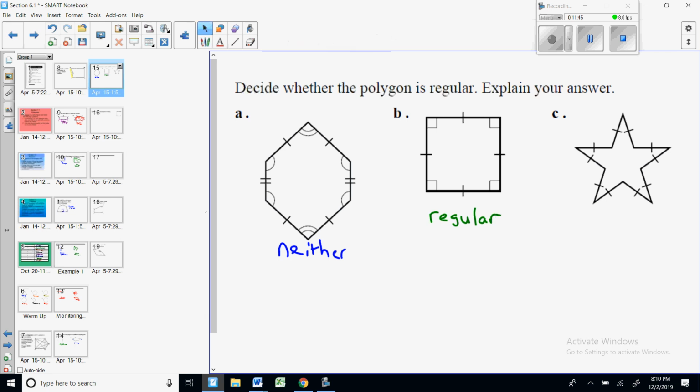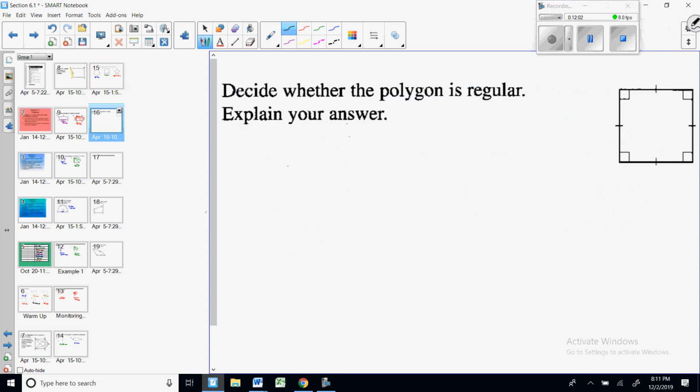And letter C. Are all the sides marked off the same? They are, but our angles are not. So that is simply an equilateral figure. Taking a look at the picture on our right-hand side, is our figure regular? Our answer to this question is yes. It is both equilateral and it's equiangular.